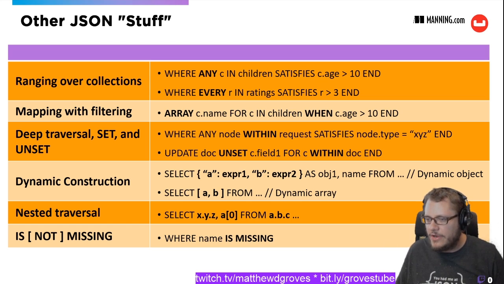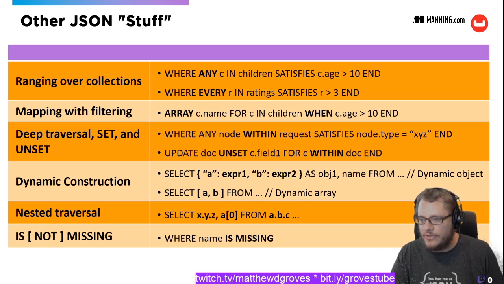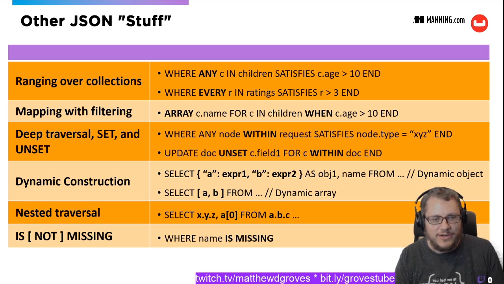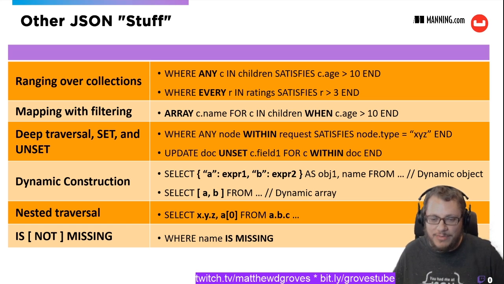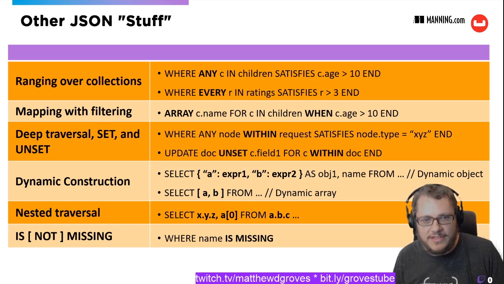So lots of other stuff going on there, dynamic construction, filtering, unset, which is something that's kind of weird when you first learn about it. You know, you have update set x equals foo, where you can also unset and completely remove that field, which just doesn't make sense in a relational world.